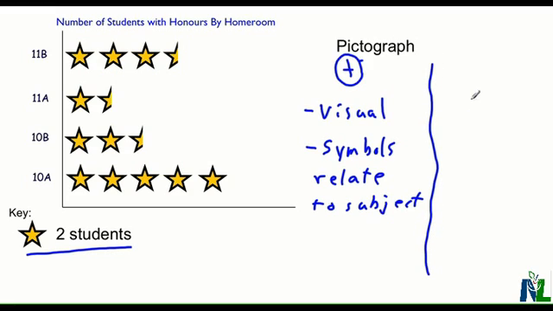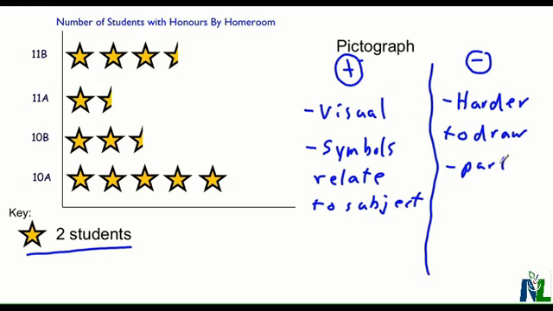Where this falls down compared to a bar graph, okay, is that it's harder to draw. That's the main one for a pictograph. All depending on the symbol, especially when it comes to parts of symbols, right? And what does parts of a symbol mean?